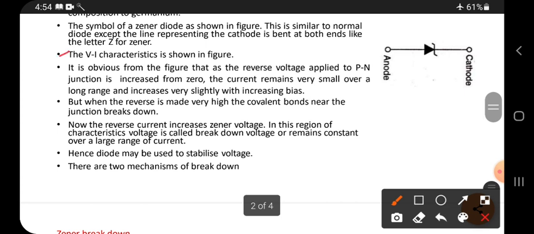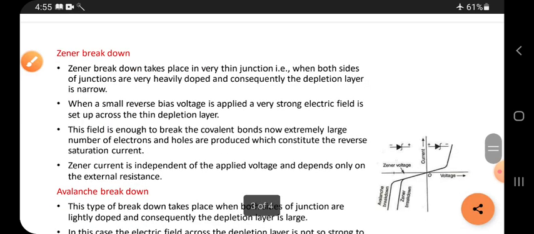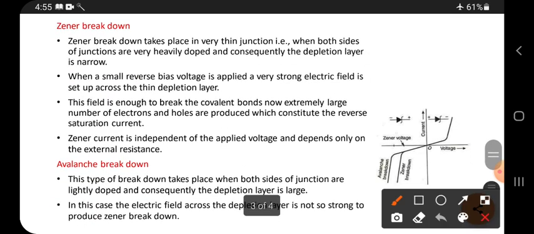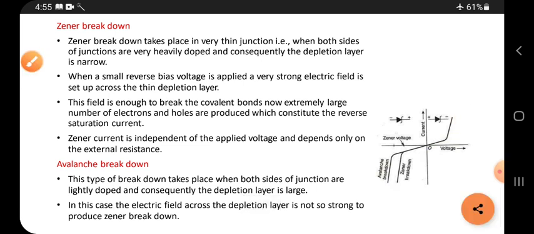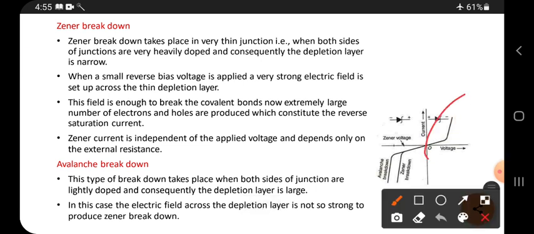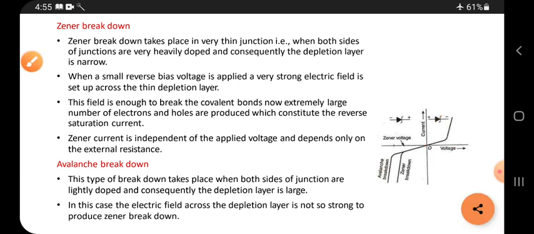The VI characteristics is shown in the figure. It is obvious from the figure that as the reverse voltage applied to the PN junction is increased from 0, the current remains very small over a long range and increases very slightly with increasing bias. So there is one figure given here. See here, it is operating the same as the junction diode.